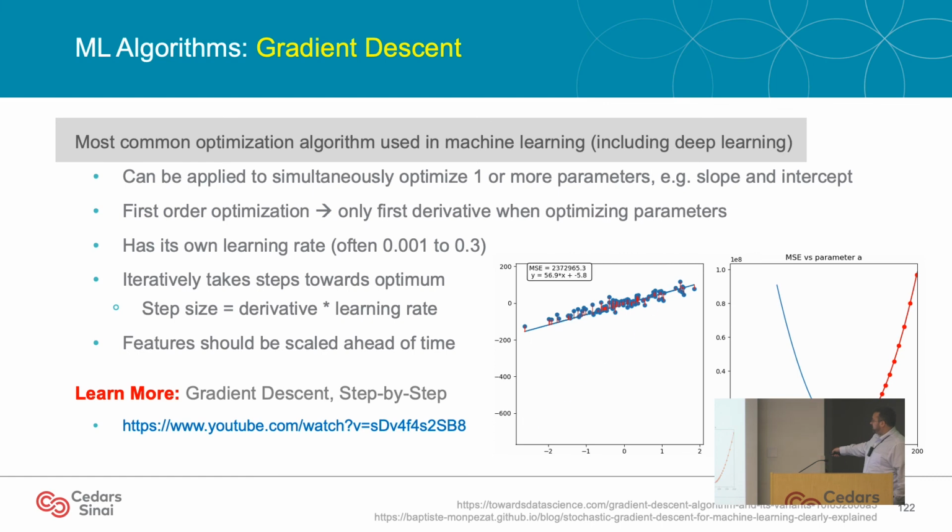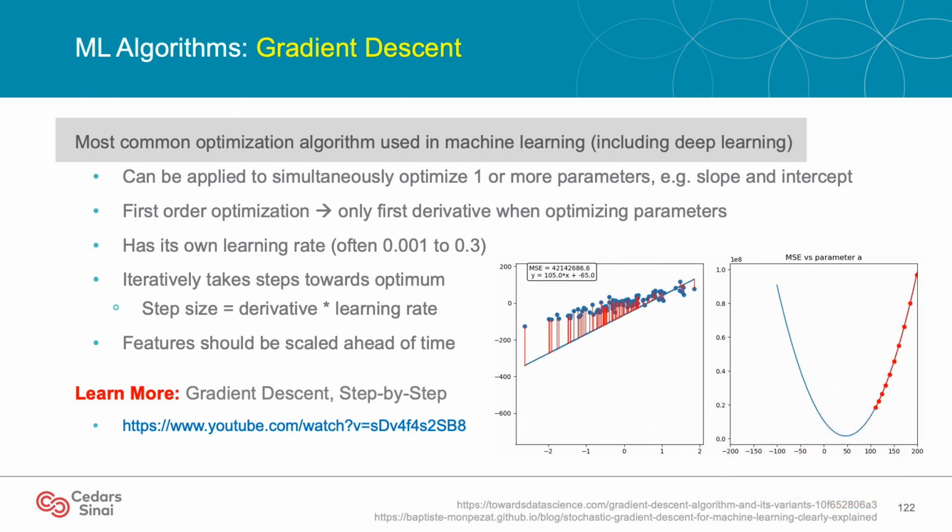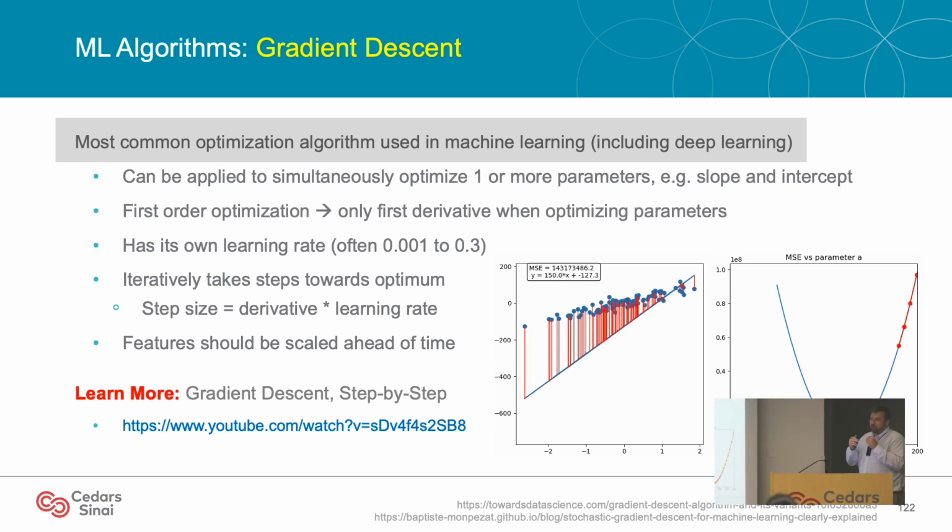So it's going to iteratively take steps towards the optimum, and each time, the size of the step it takes is based on the learning rate you specified times the derivative, the slope. So the farther away you are from the optimum, the bigger a step is taken. And as you get close, it takes smaller and smaller and smaller steps until it hopefully converges on the perfect optimum.